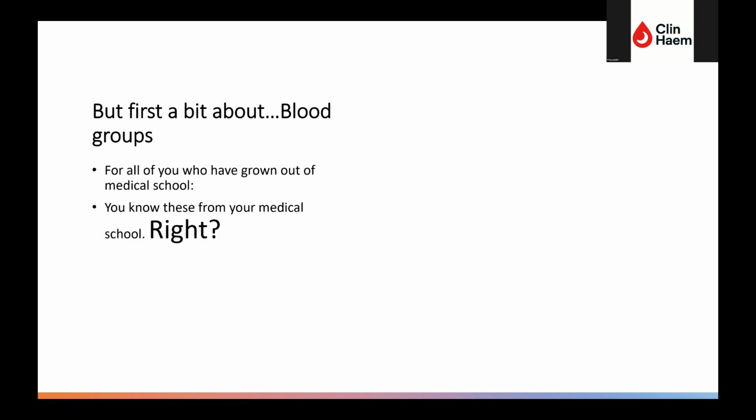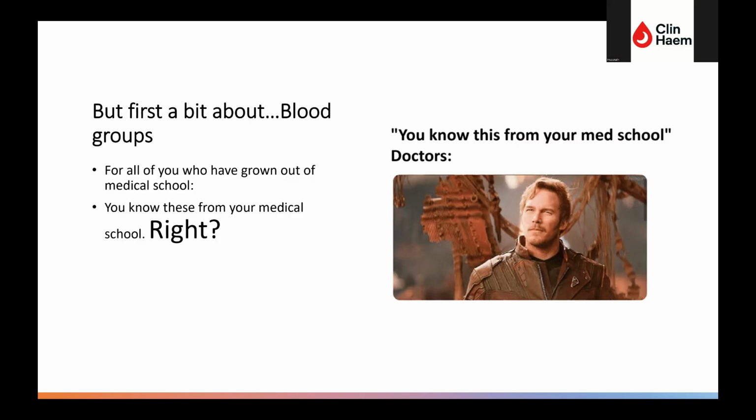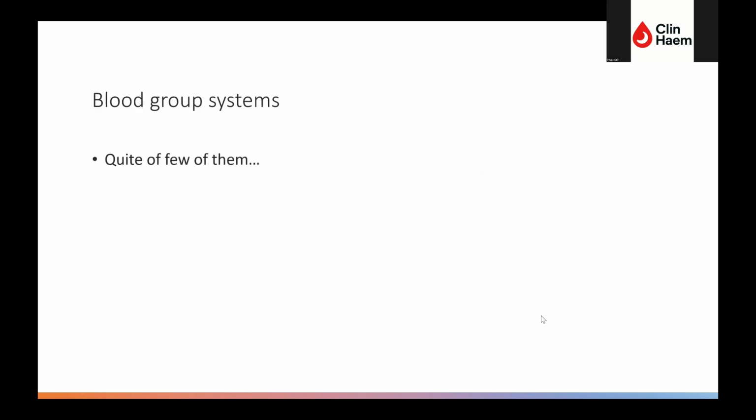But before we go into that, I think it's important to just briefly go through some basic details about blood groups. For all of you who've grown out of medical school, you probably know this from medical school, right? This is not unfamiliar at all if you are a doctor, but medical students will be surprised to know how many things they are going to forget that they thought they would never forget. But anyhow, here's a quick refresher on the important things about blood group systems.